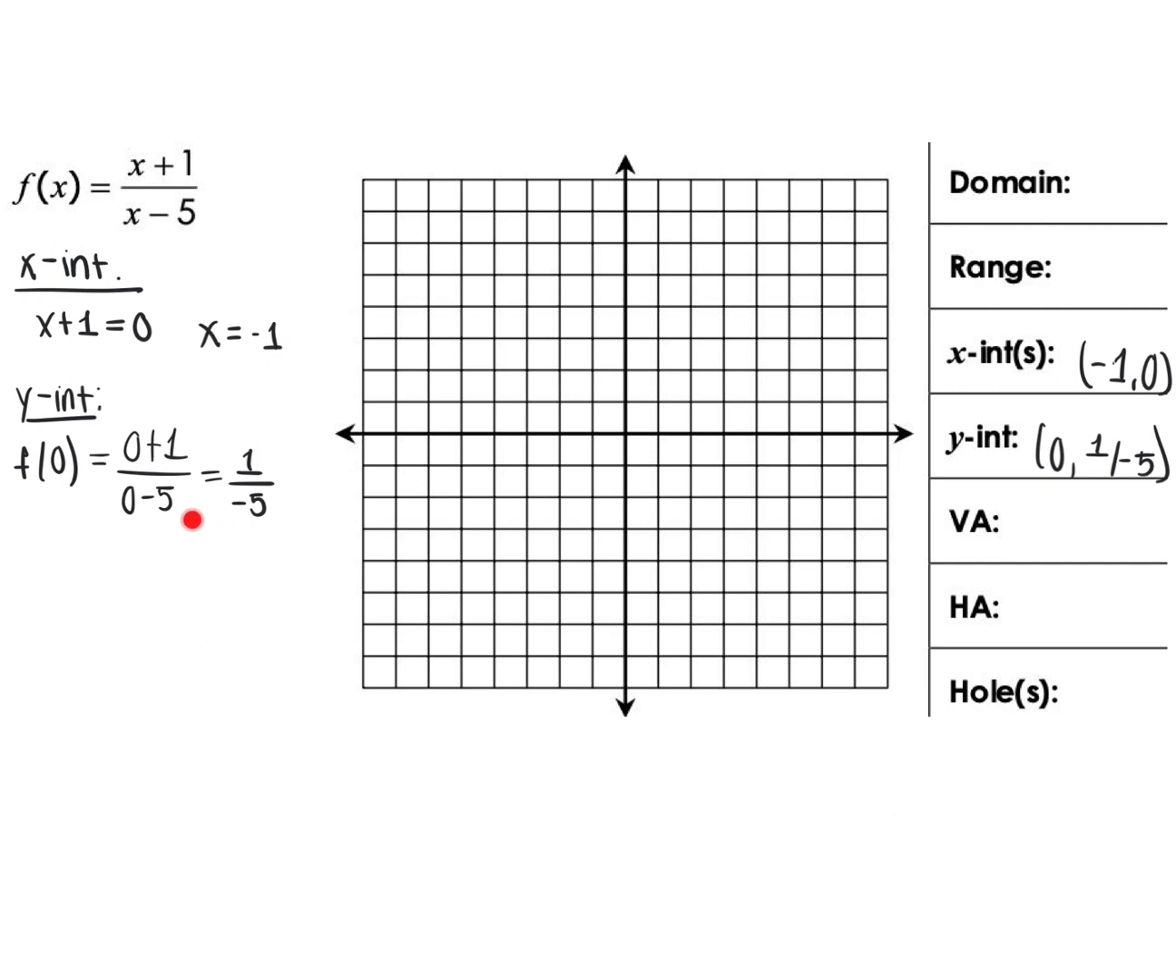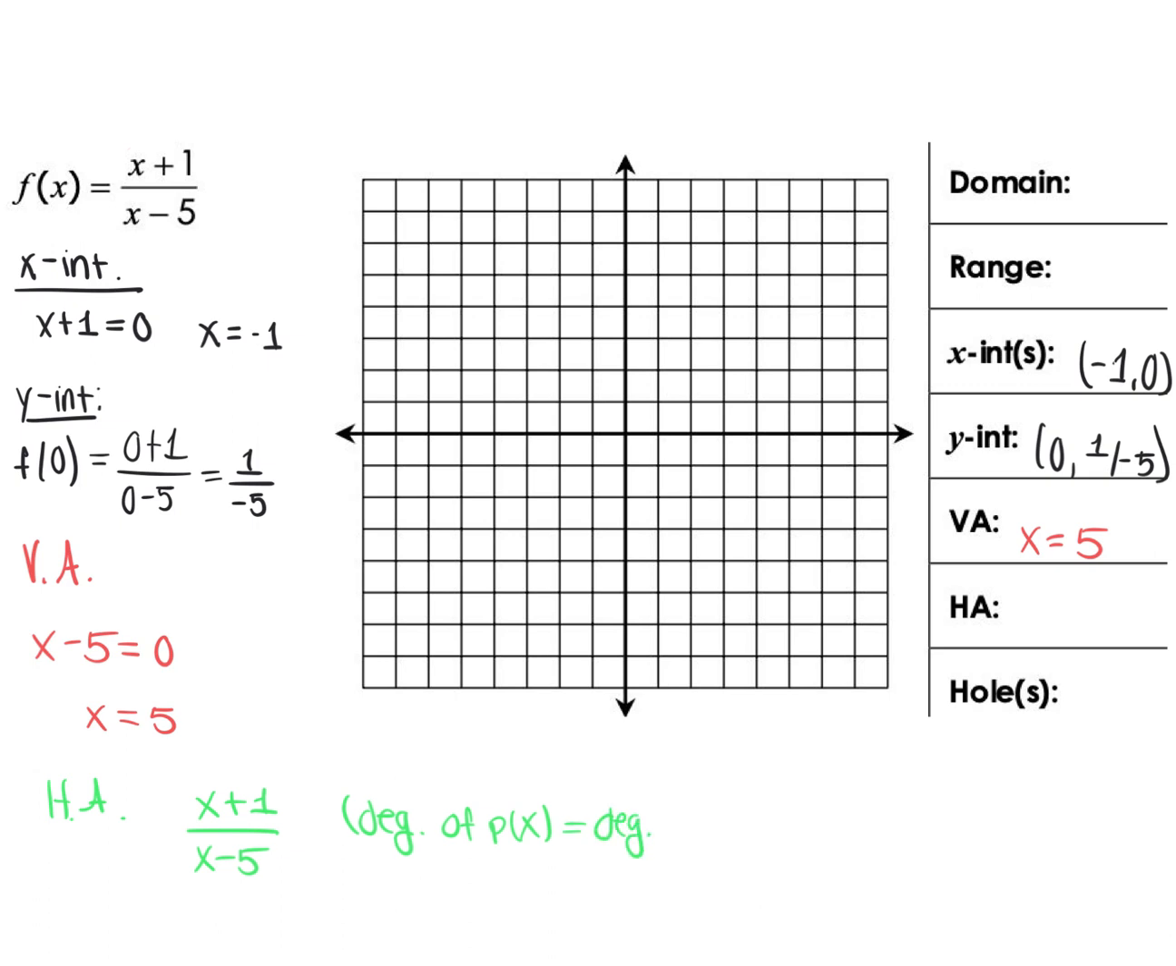And then we need our vertical asymptote. We figure that out by setting the denominator equal to 0. And for the horizontal asymptote, this is a case where the degree of p of x equals the degree of q of x, so we're just going to take the ratio of the leading coefficients of the numerator and denominator. Technically these both have a 1.